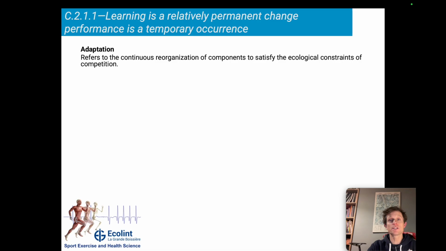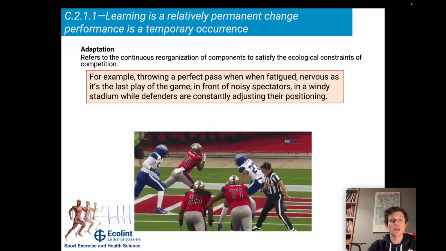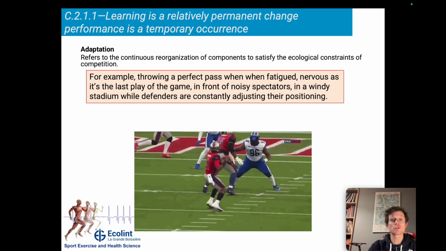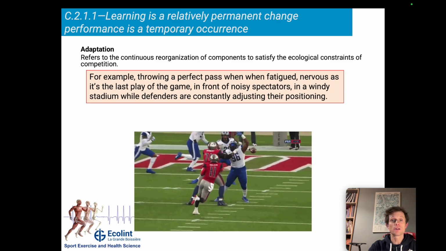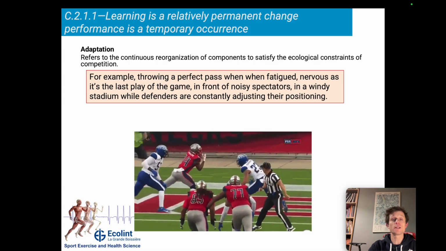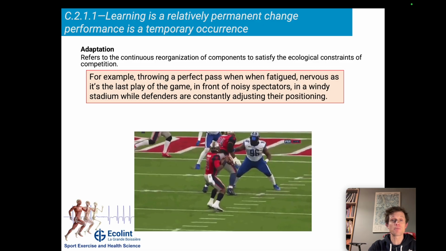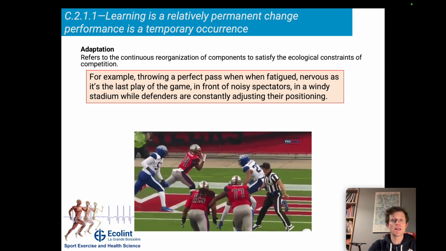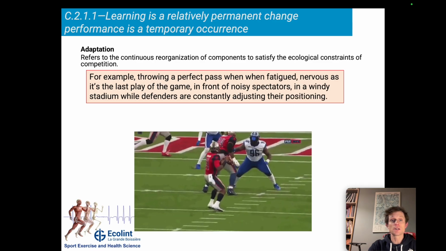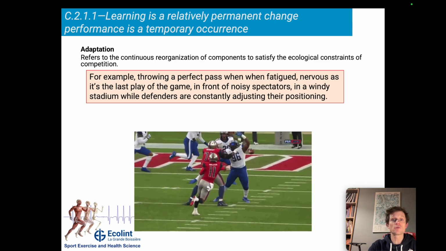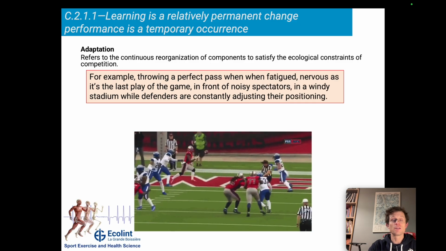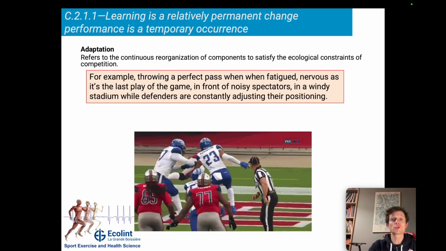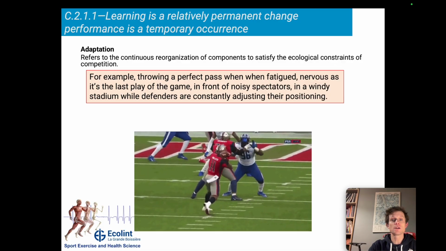In this way, an athlete is constantly reorganizing these system components in order to achieve a specified outcome. For example, then, a quarterback is going to have to be able to adapt to the environment that they're presented with. Throwing a perfect pass is going to require different adaptations to the environment that they're presented with, i.e., they might be fatigued, they might be nervous as it's the last play of the game, they're in front of noisy spectators, in a windy stadium, and whilst defenders are all constantly adjusting their positions. The ability to adapt and reorganize these components quickly is going to determine the success of the outcome.